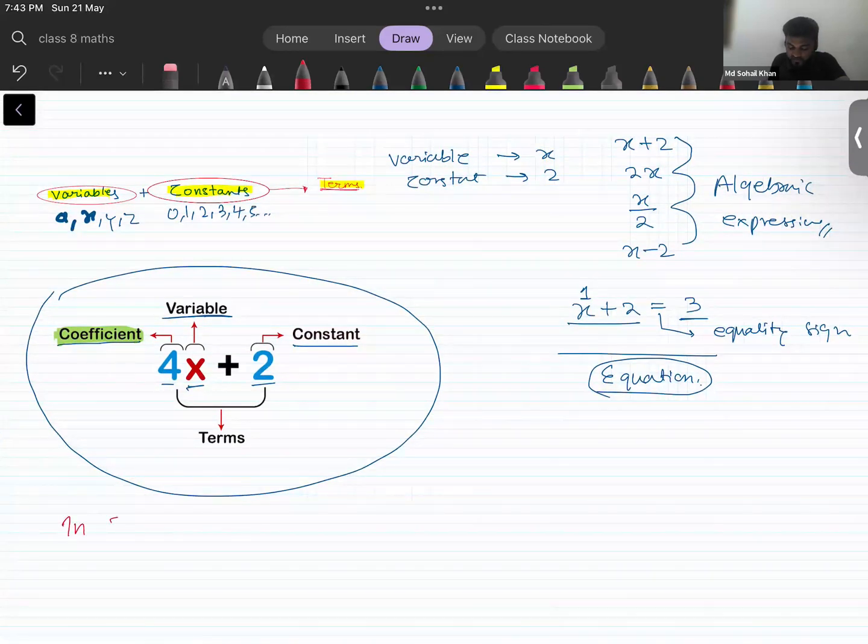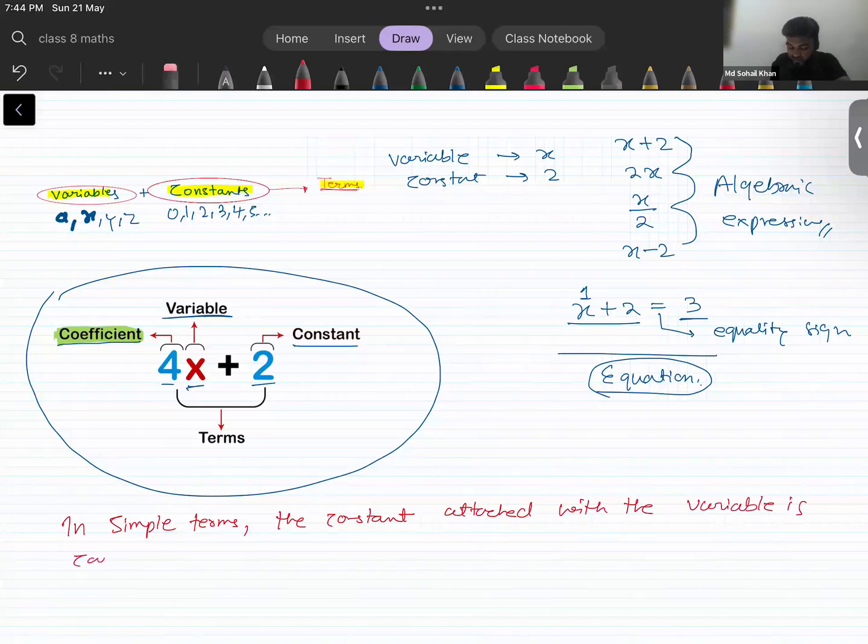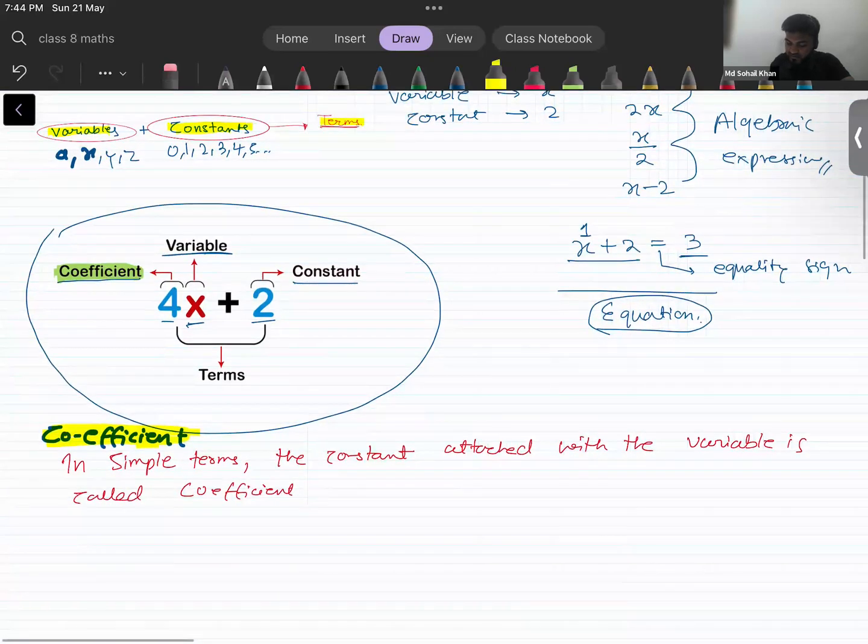In simple terms, what does it mean? The constant attached, and attached means in multiplication with the variable, is called what? Coefficient. That is called a coefficient. So this thing was actually left in the previous class, so I thought let's discuss this also.